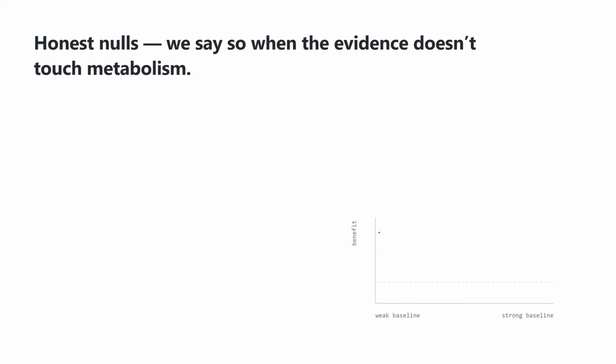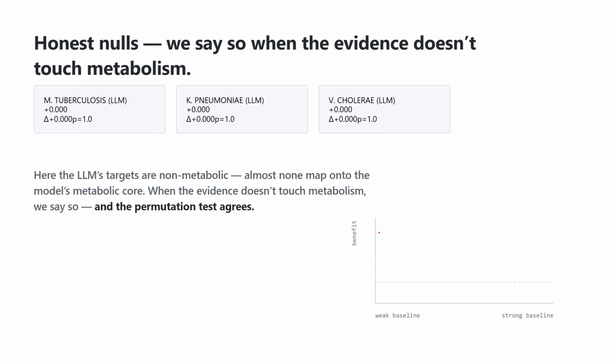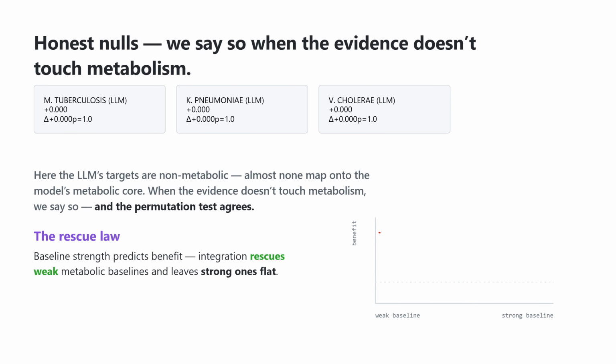And when the evidence doesn't touch metabolism, we say so. The sparse pathogen layers report exactly zero effect, p equals 1, and the permutation test agrees. That's the rescue law. Integration rescues weak metabolic baselines and leaves strong ones flat. Benefit is predictable, not lucky.